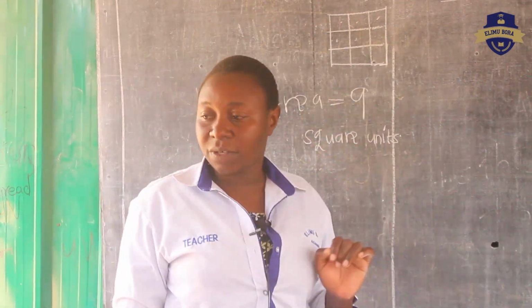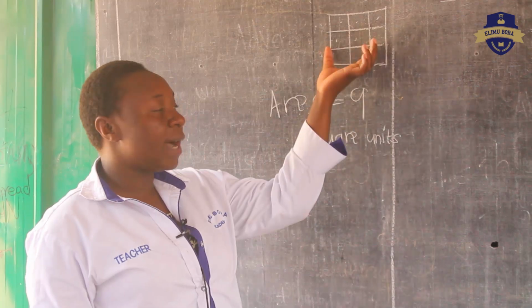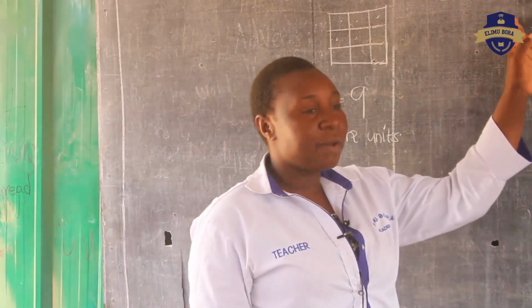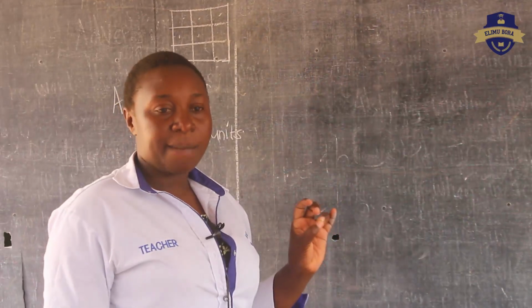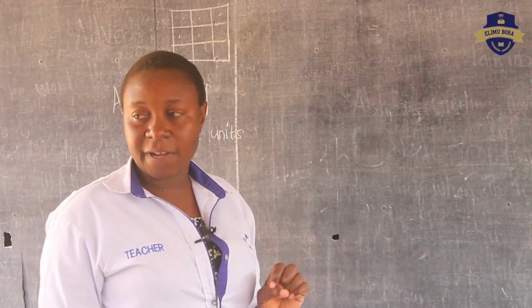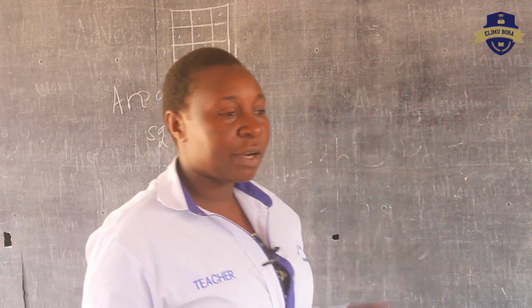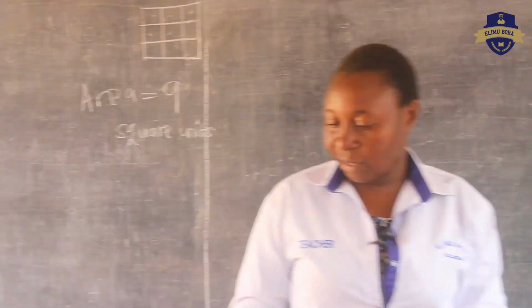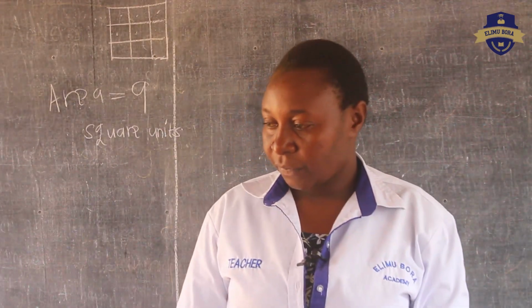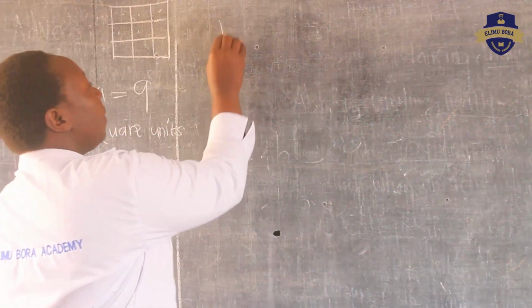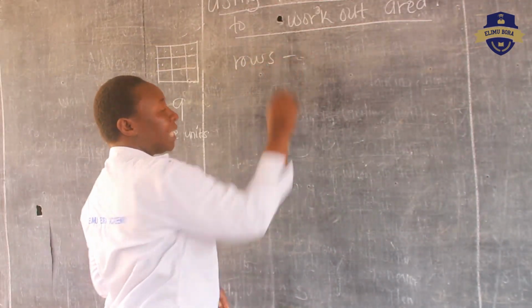We were finding out area by doing what? By counting the squares. So today we want to find out area, but now using a different way. By doing what? Counting the rows and columns. Can you say rows and columns? So somebody does not know what a row is. So we want to know what the rows are.